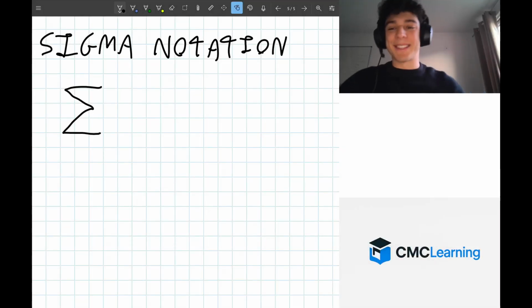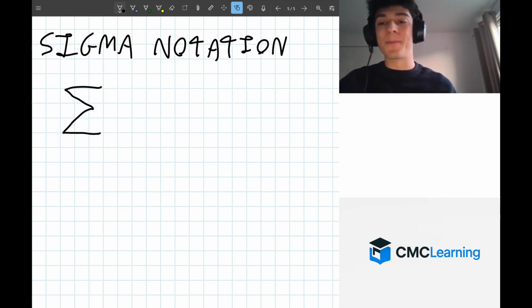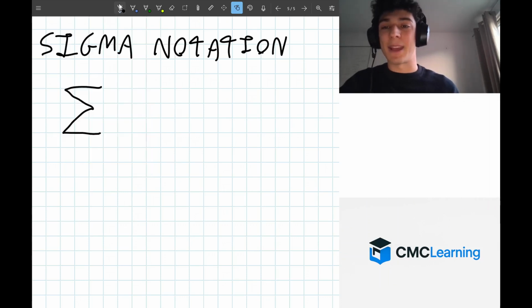Mathematics definitely does get quite funky, especially when we start seeing these fancy Greek letters flying about. We're going to have a look at what exactly these Greek letters can mean, and we're going to see what sort of problems we can solve with them. I'm Daniel from CMC Learning, and I say we get stuck in.